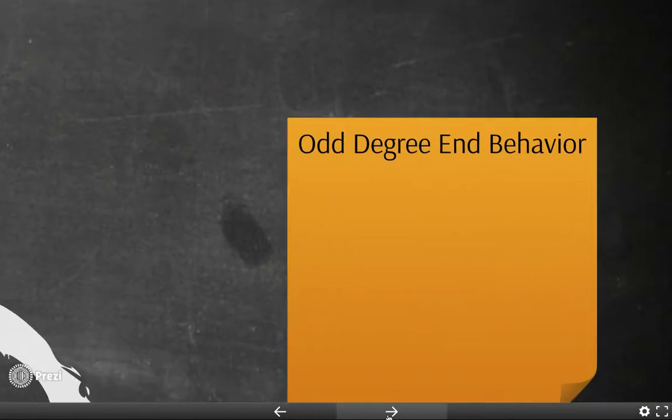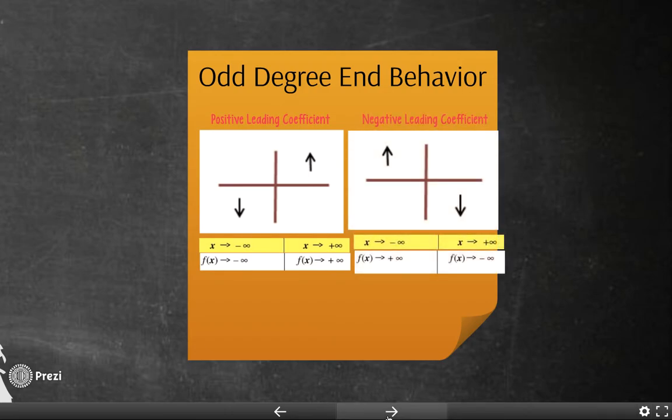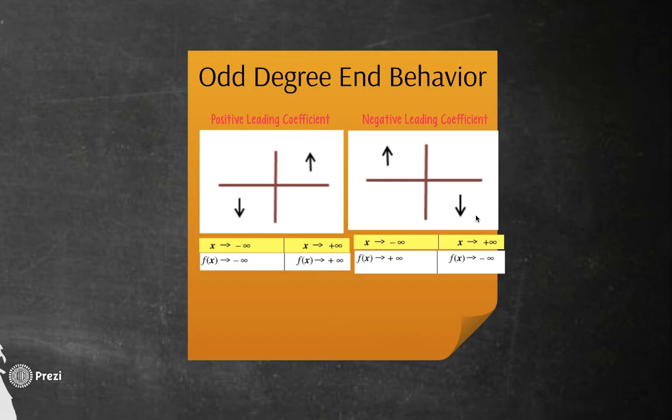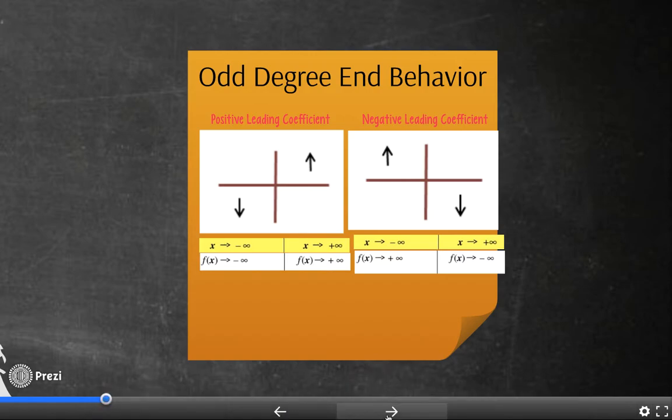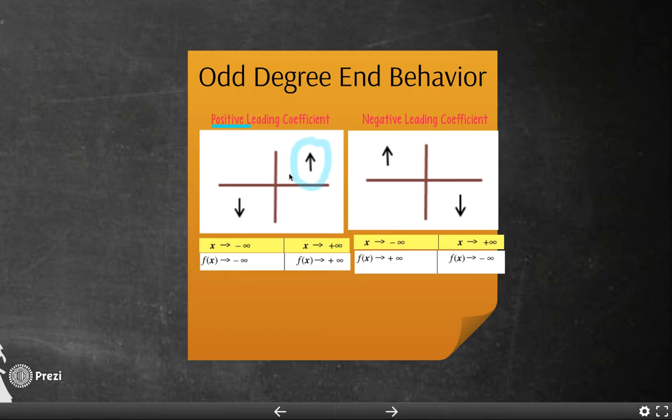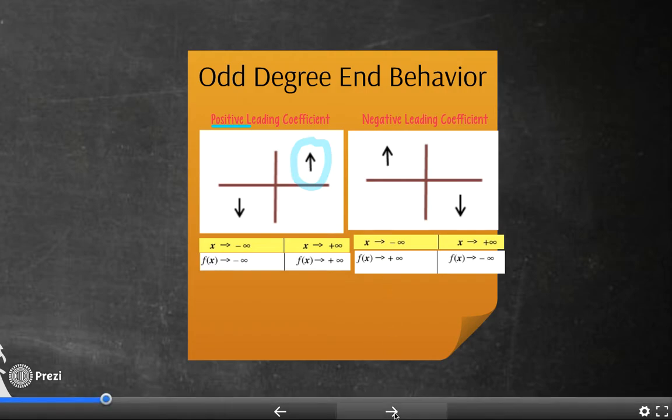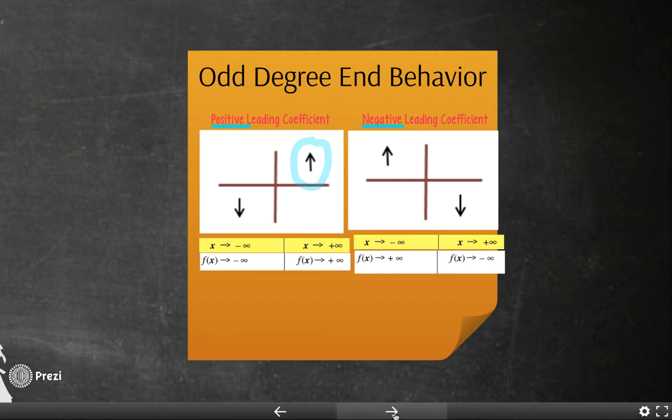Okay, odd degree function, same idea, except with odd degree, our arrows point opposite ways. So no matter what, if you have an odd degree function, the arrows must point in opposite directions. And again, the way that you know which way the arrow points is all based on your leading coefficient. So like before, if you have a positive leading coefficient, that final arrow on the right-hand side will be pointing up, which means the first arrow must point down since odd degrees go opposite ways. And if you have a negative leading coefficient, your final arrow on the right-hand side will point down. Bam. Which means the first arrow has to point up since odd degree, the arrows point opposite ways.